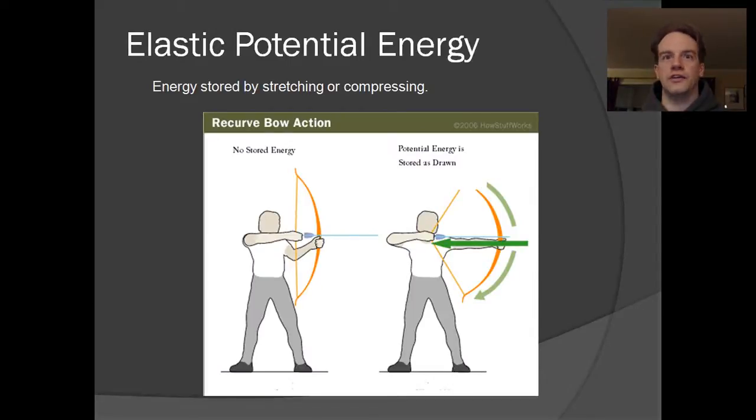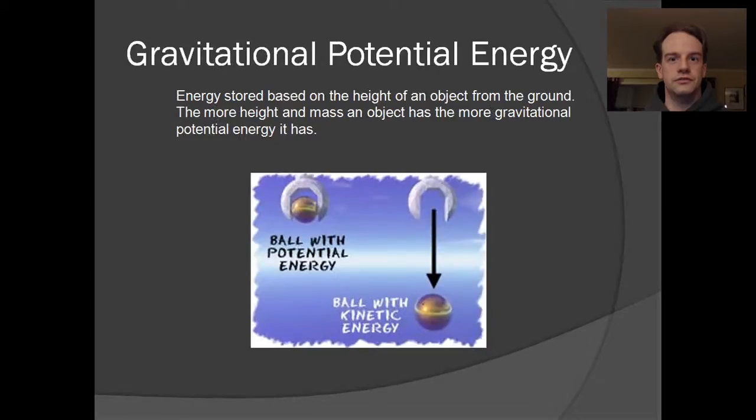There's two different kinds of potential energy that we can talk about right now. Elastic potential energy, and this is energy stored by stretching or compressing something like springs, elastic rubber bands. In this case, we're looking at a recurve bow. And right here, there's no stored energy yet. But we pull it back, it starts to store that energy, and we can turn that potential energy into kinetic energy by letting it go, and that arrow flies off with, you guessed it, kinetic energy.